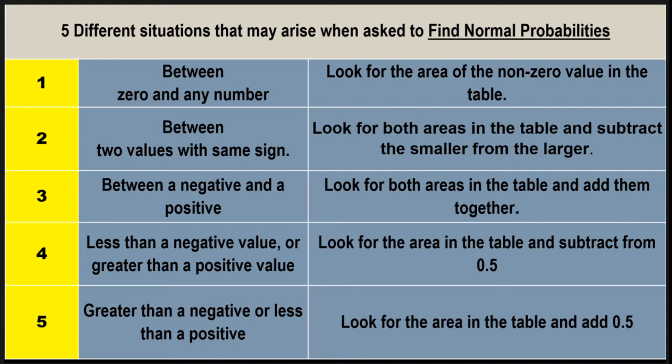The third situation is between a negative and a positive. You need to look for both areas in the table and add them together. For the fourth situation, less than a negative value or greater than a positive value, you need to look for the area in the table and subtract it from 0.5. And the last situation will be greater than a negative or less than a positive. You need to look for the area in the table, then add 0.5.